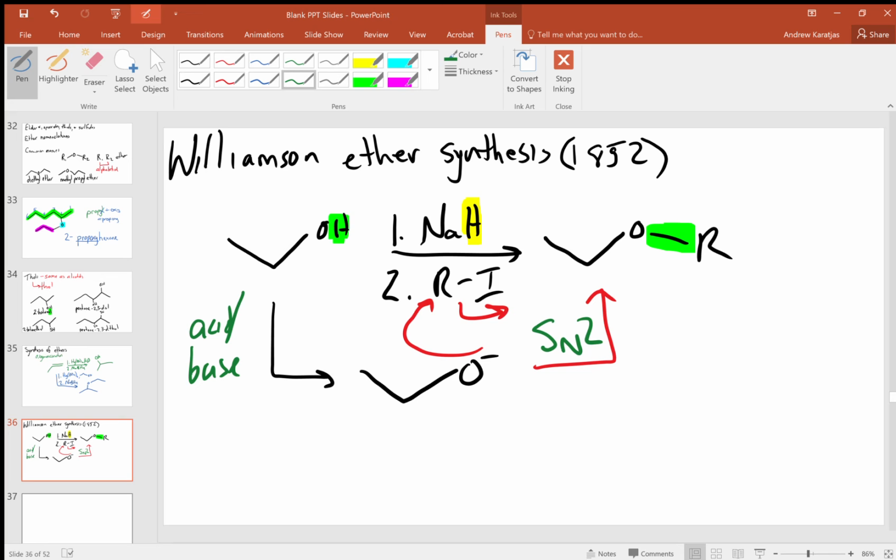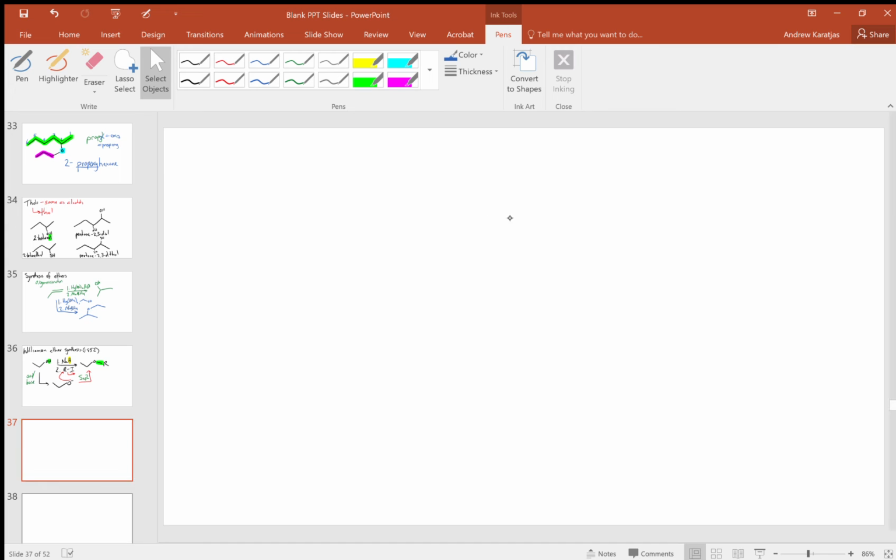Now, we do have to be careful with this reaction. Because it's an SN2 reaction, all of the things that we learned that apply to SN2 reactions still apply here. So in other words, let's say we wanted to make this compound. This is known as MTBE, methyl tert-butyl ether. It's a compound that's added to gasoline to try and reduce carbon monoxide emissions.